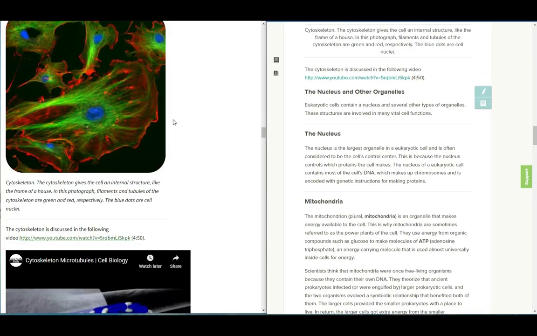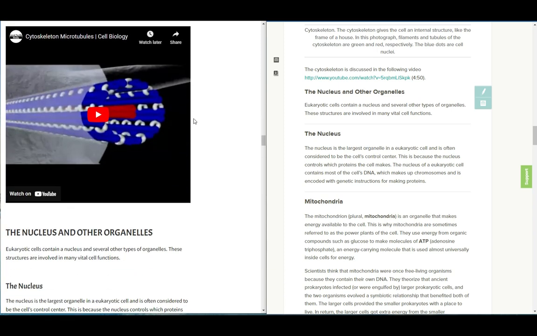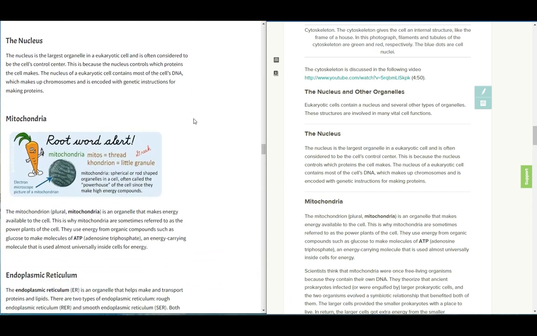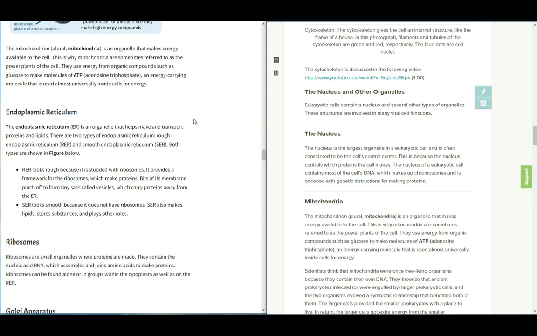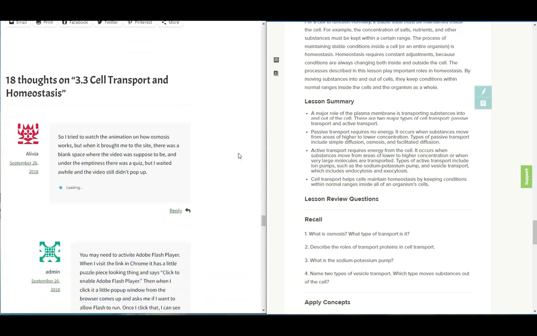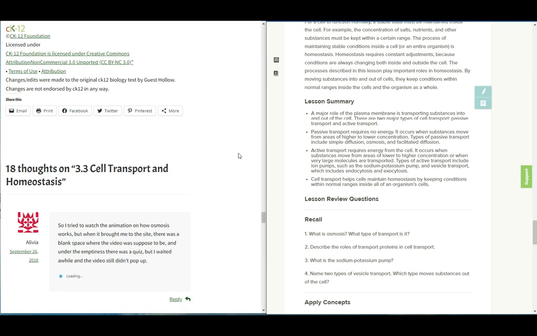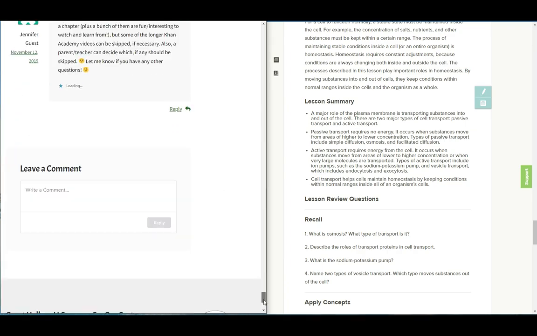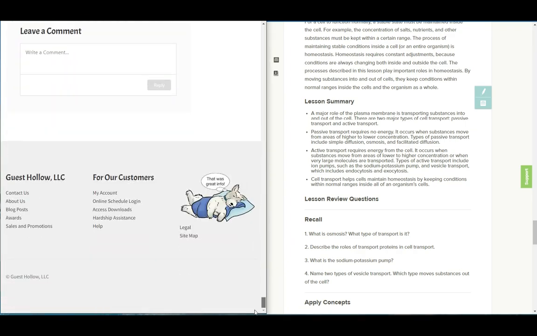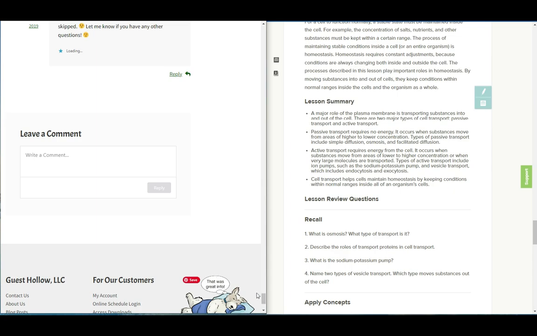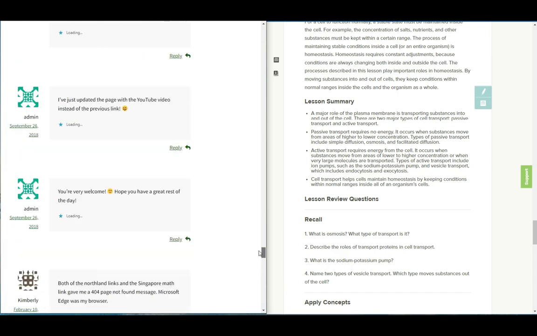If I had to choose between which curriculum I'd rather read, I'd choose this one. I'd choose Guest Hollow, like 100%. They have so many additional resources and interesting things. And I'm not just saying that because I'm reviewing this and I like them. This is great. Oh, look, this one has comments. Oh, that's really nice. If you are having trouble with any of the links, you can drop a comment down here at the bottom of the page, and then they will fix it for you.